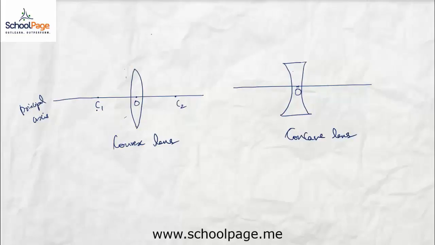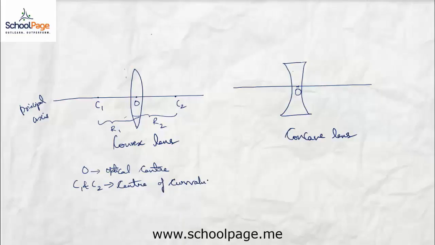Similarly, there will be two radii of curvature, R1 and R2. So this is the radius of curvature for this sphere, this is R1, and this is the radius of curvature for this sphere, this will be R2. Let us note down all the terminologies which we have studied. O is called the optical center. C1 and C2 are the centers of curvature. R1 and R2 are the radii of curvature.